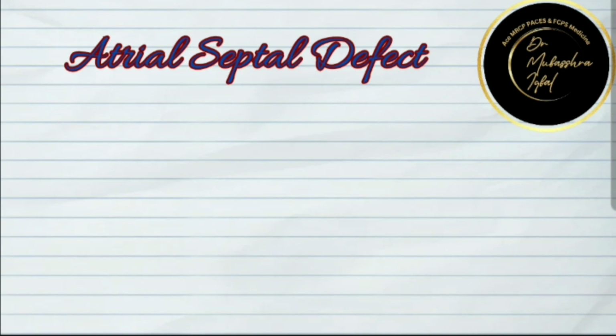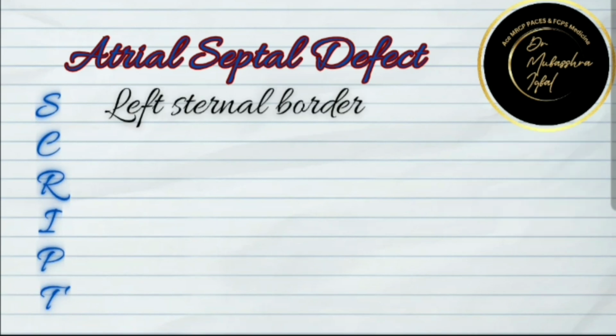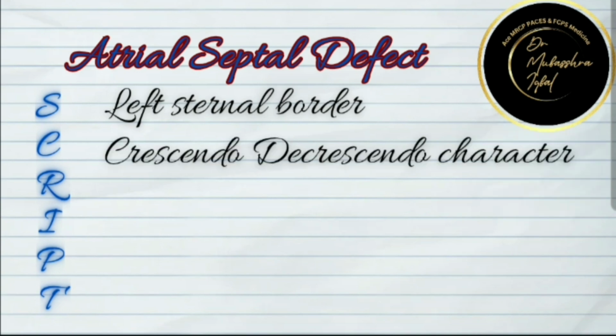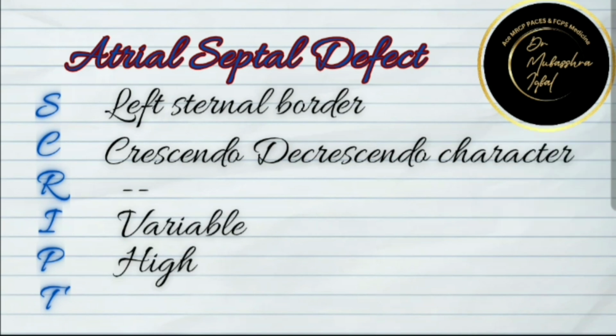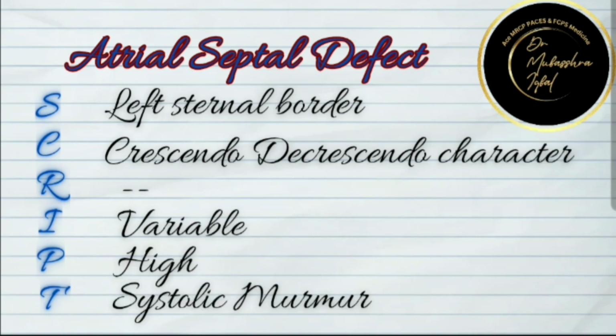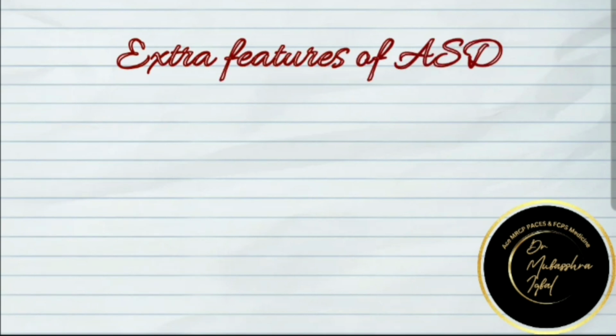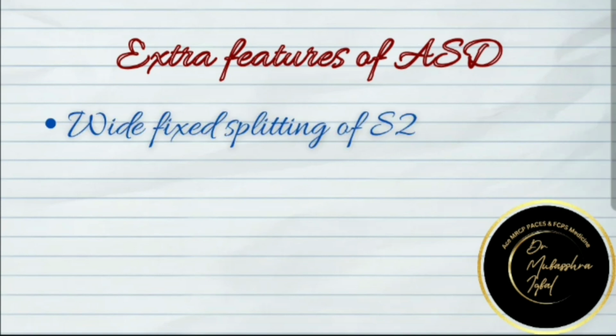This is the murmur of atrial septal defect. It is best heard at the left sternal border, crescendo-decrescendo in character, typically no radiation, variable in intensity, a high-pitched systolic murmur. The sound that you just heard is the wide fixed splitting of the second heart sound, which is an important extra feature of atrial septal defect.